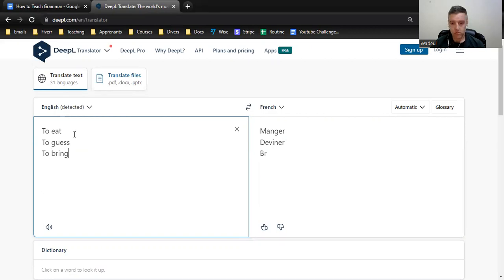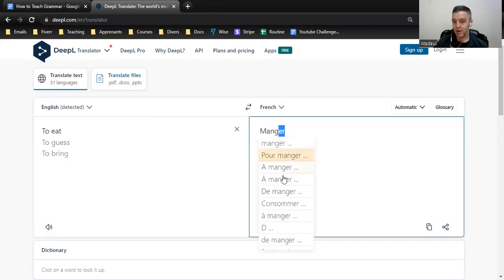To bring, I don't know, apporter. So now you've got three verbs. Like you see, now you have the infinitive word form. So what's the similarity that you find? You say, oh, the two last ones, er, are the same.